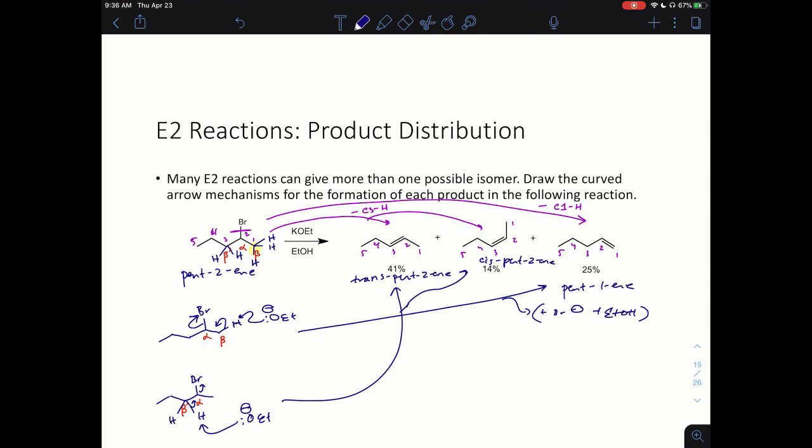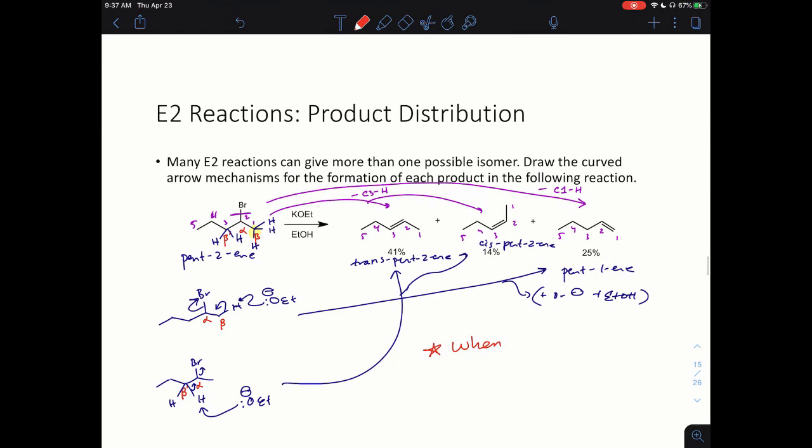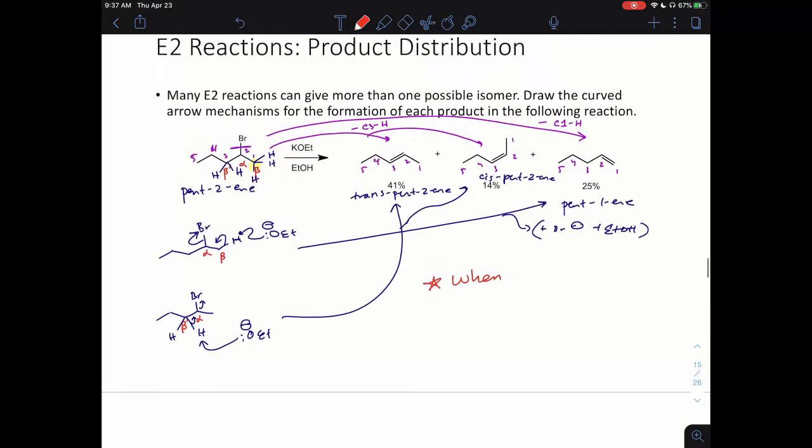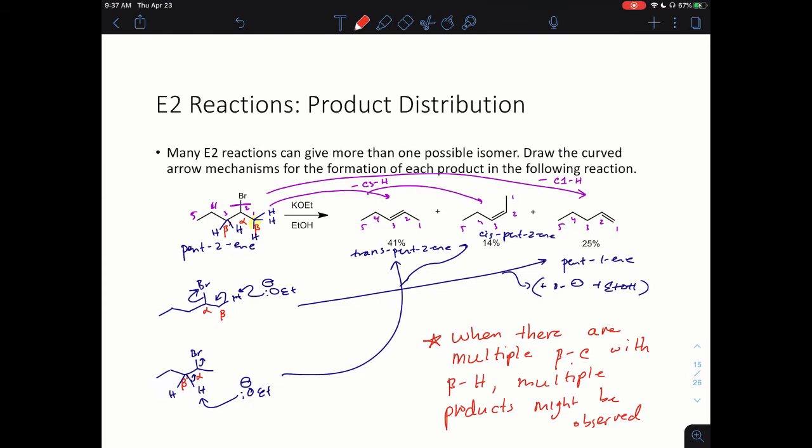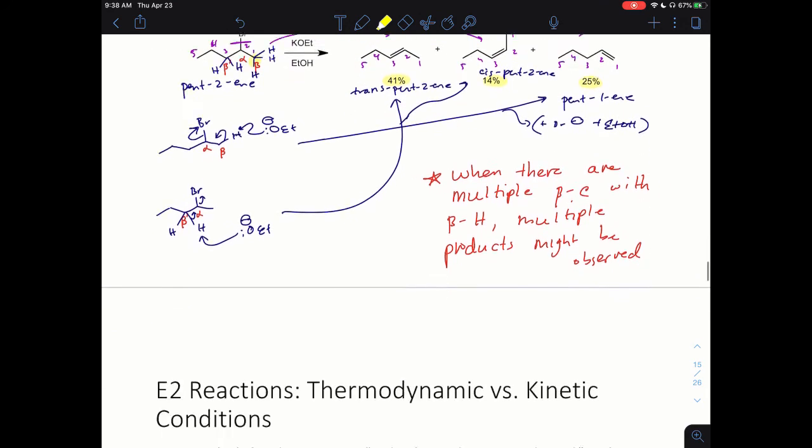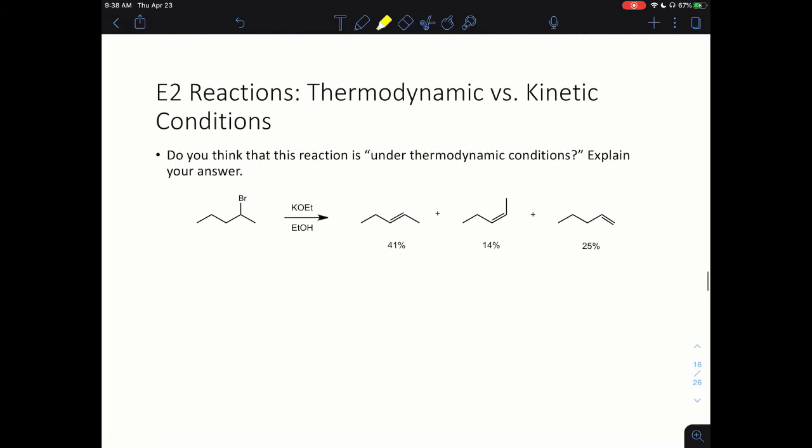Awesome. So what did we learn from this? Well, we learned that when there are two different beta carbons with beta hydrogens, multiple products might be observed. However, we can see that these products are not formed in equal amounts, right? So we have much more of the elimination at C3 than we do at C1. So let's try to understand why that is and think about that a little more deeply.